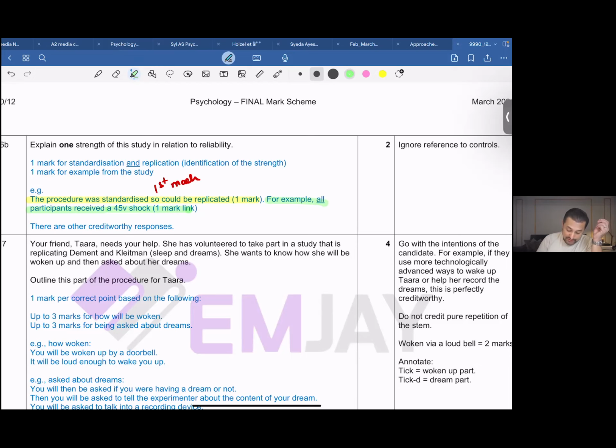So explain one strength of the study in relation to reliability. Now, the procedure was standardized, so it could be replicated. So that's a strength. For example, and I think you would know that a standardized procedure makes replication easier. More replication being easier leads to a high chance of your study being reliable. For example, all participants received a 45-volt shock.